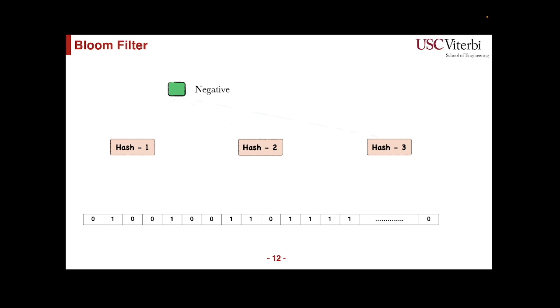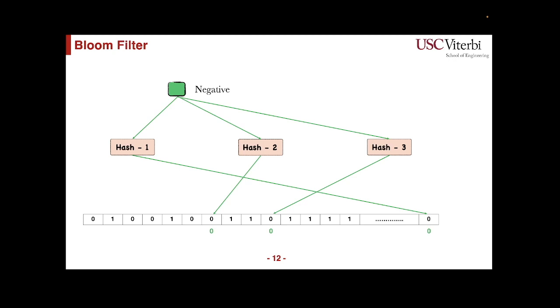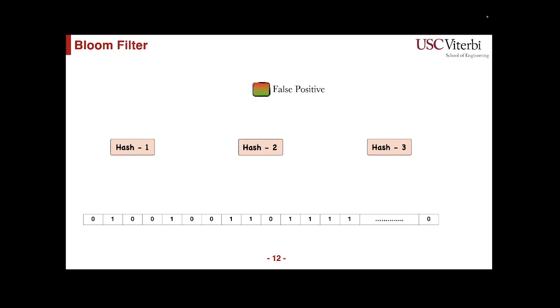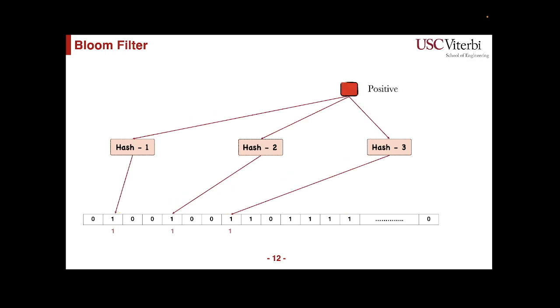The green packet is a no match, so we can see that all the bits indexed by the hash functions are not set, indicating a no match. For the second packet, all the bits indexed by the hash functions are set, which indicates a match. For the next packet, the bits indexed by the hash functions are set, indicating a match. But as we discussed earlier, the second packet shows a false match and the last packet is a true match.